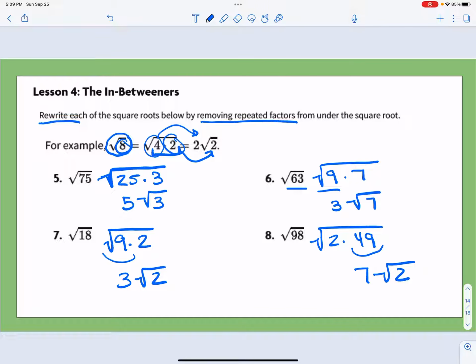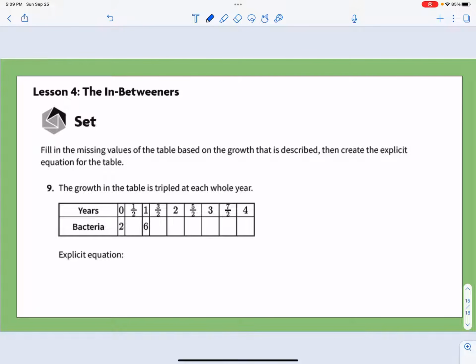Okay? All right. Fill in the missing values of the table based on the growth that is described, then create the explicit equation.